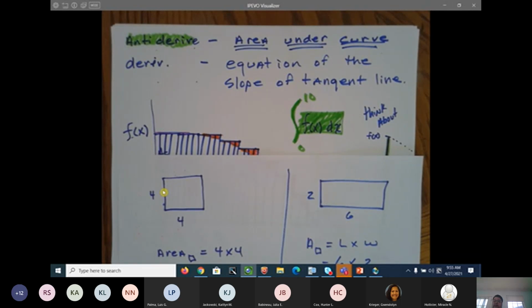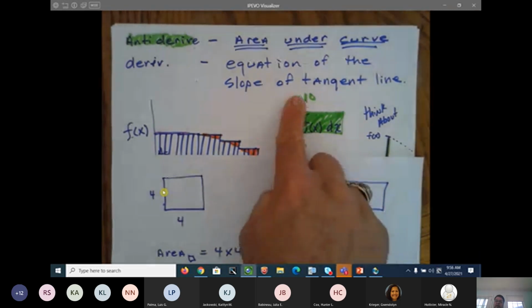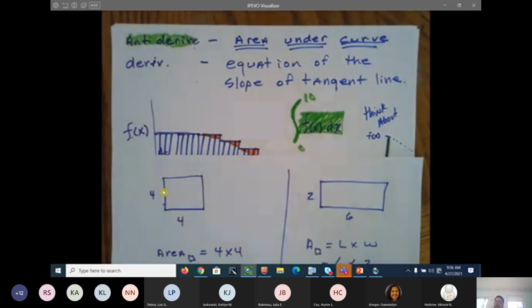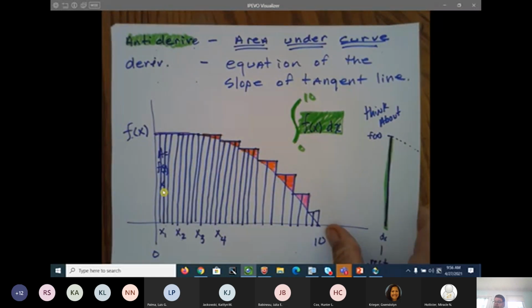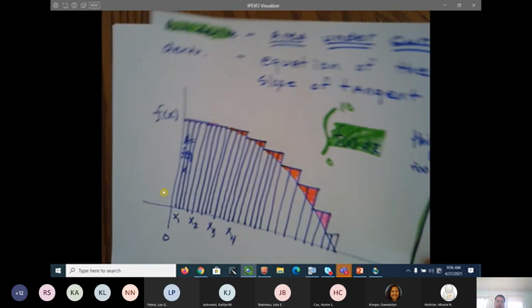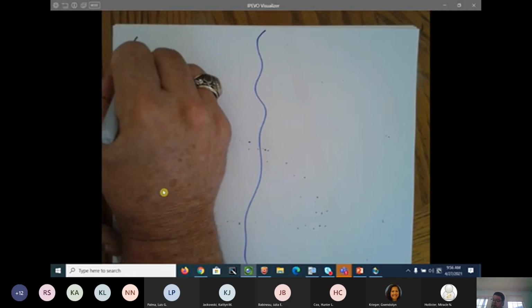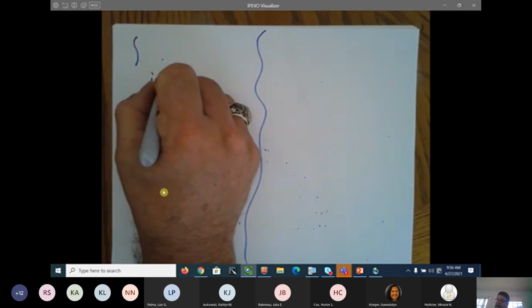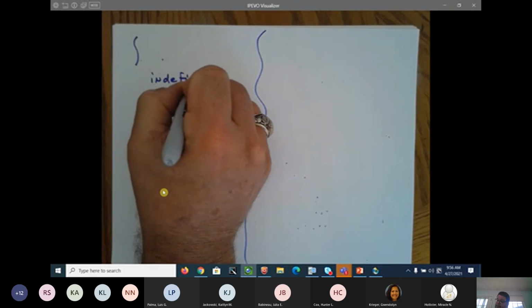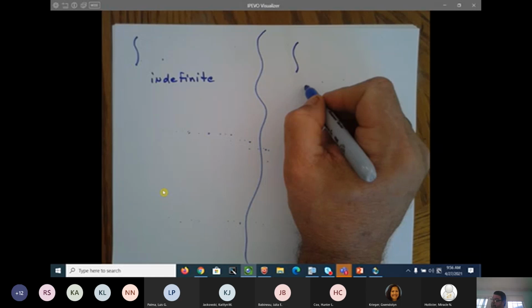Okay? So how do we find the antiderivative? Well, the antiderivative is that weird looking squiggle right there. That's called the antiderivative symbol. It's also called the integral symbol. There are two types of antiderivatives. There is the indefinite. And then there is the definite.